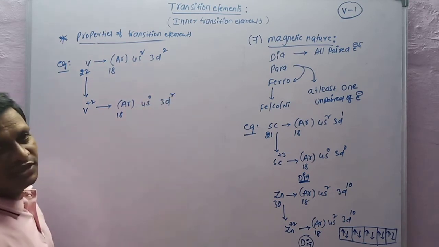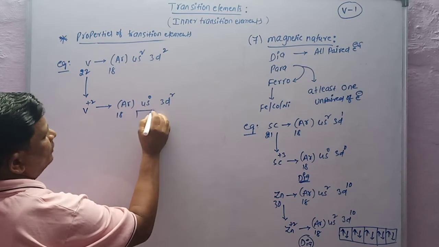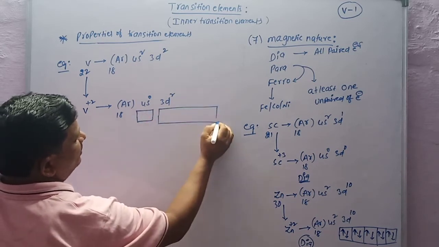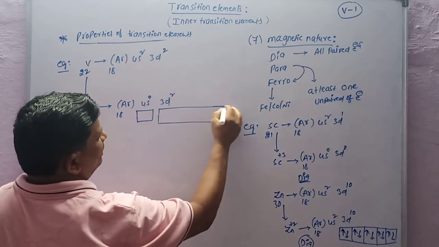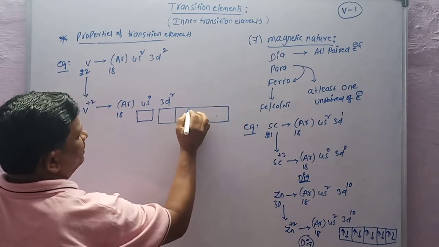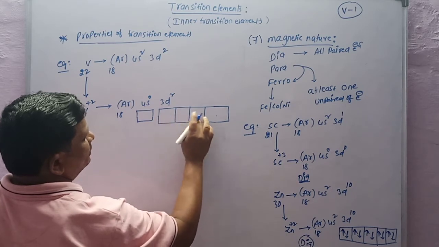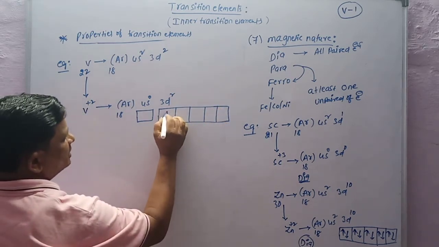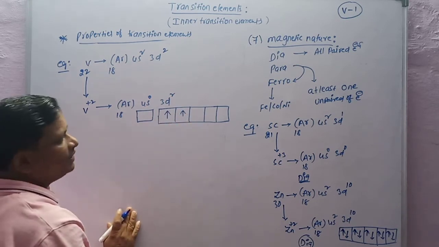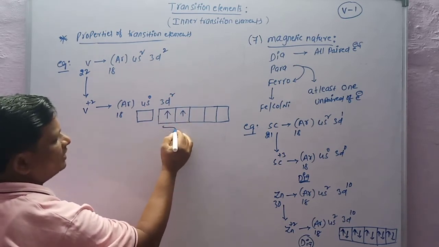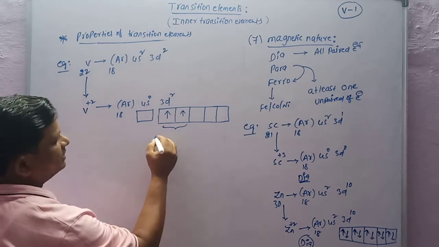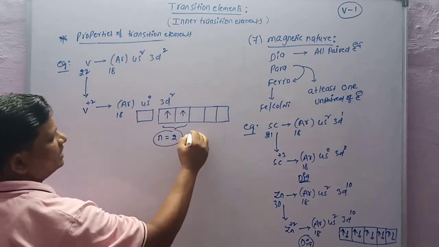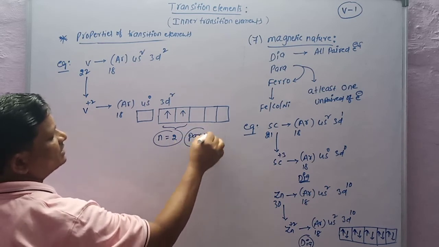Now 4s is an empty orbital, and electrons occupy the 3d orbitals, which number 1 2 3 4 5. So it consists of how many unpaired electrons? There are unpaired electrons, so n is equal to the number of unpaired electrons. So it is a paramagnetic substance.